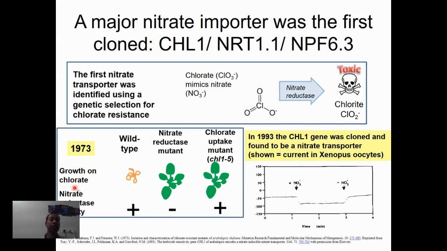Chlorate will not enter into the plant. Why? Because it is a chlorate uptake mutant, and the chlorate transporter is inactive. So chlorate will not enter this plant, and this plant is also surviving well.